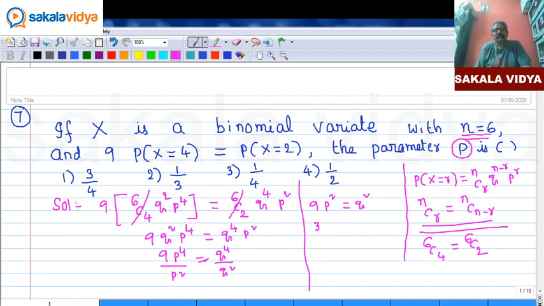So, this can be rewritten as 9 p square is equal to q square. Taking square root, 3p is equal to q. Q is nothing but 1 minus p. Bring minus p this side. 4p is equal to 1, p is equal to 1 by 4. That means third option is the right option. See, in order to solve this problem, we need some knowledge of binomial theorem also.